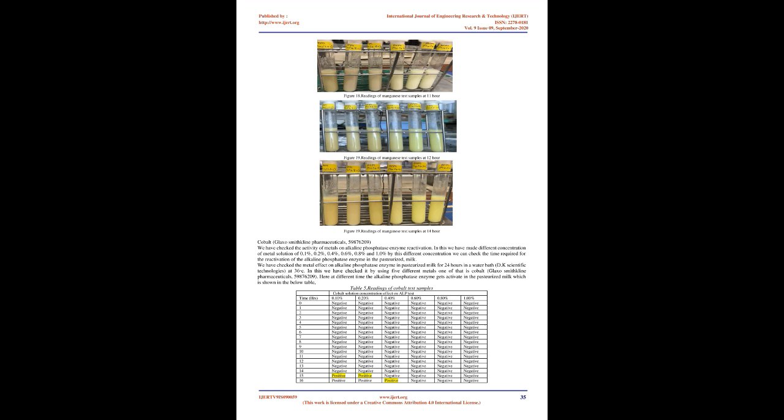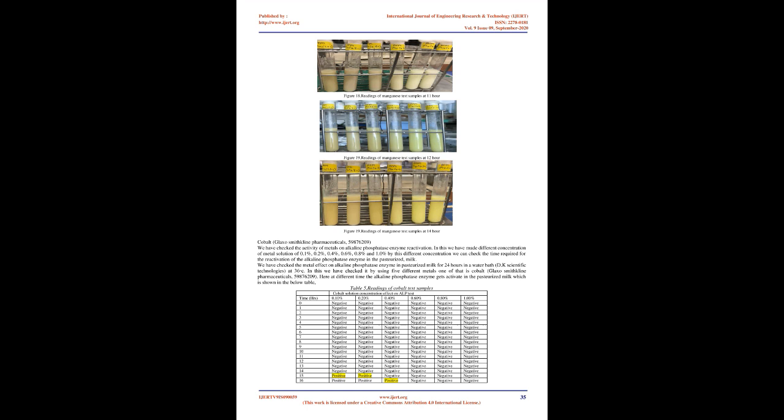From the above study we can say that the copper metal ion is the most highly inhibiting one in pasteurized milk, while cobalt is semi-inhibiting the reactivation of alkaline phosphatase enzyme. While calcium is highly exhibiting the reactivation of alkaline phosphatase enzyme, along with calcium the cobalt and manganese also exhibit the reactivation of the alkaline phosphatase enzyme.